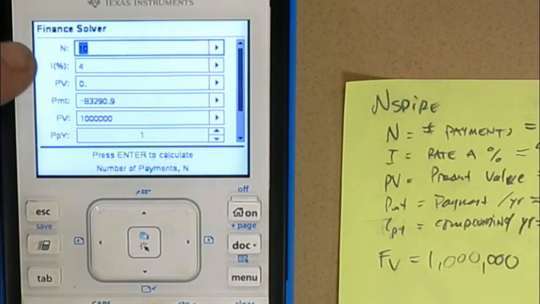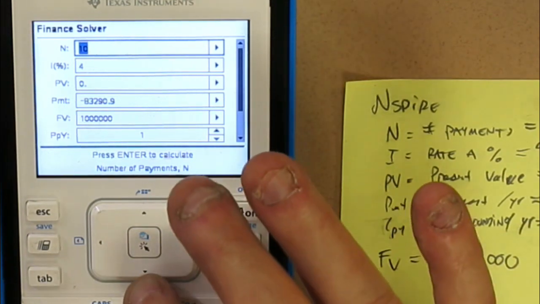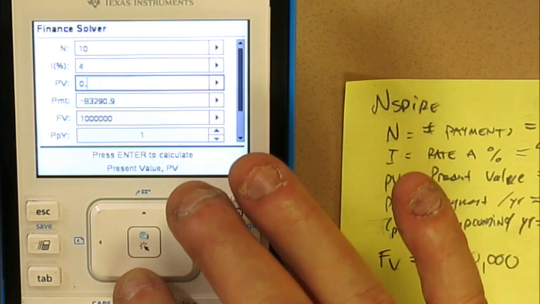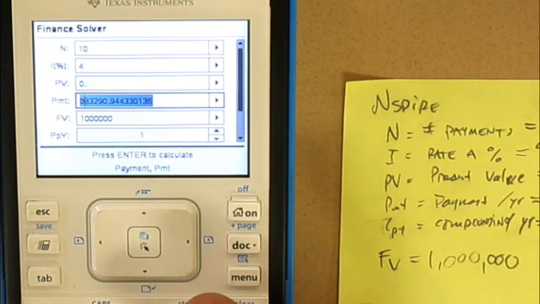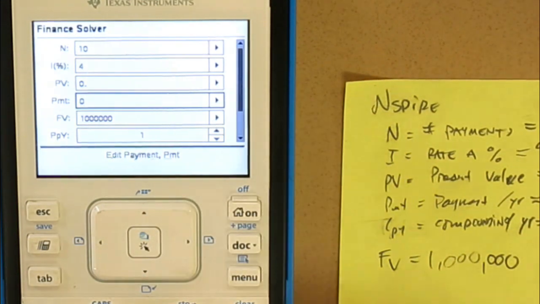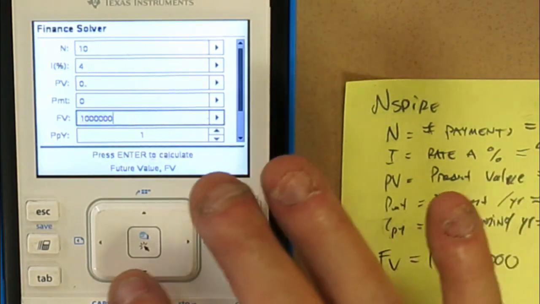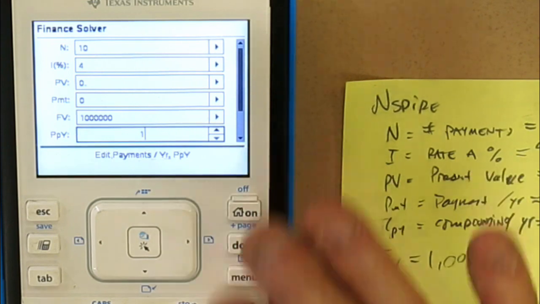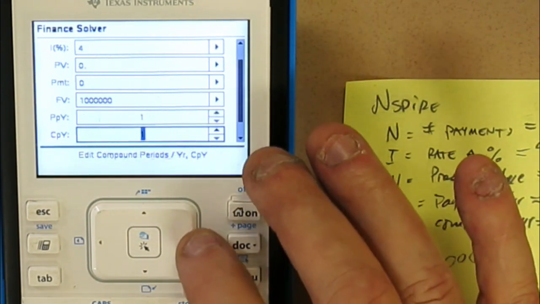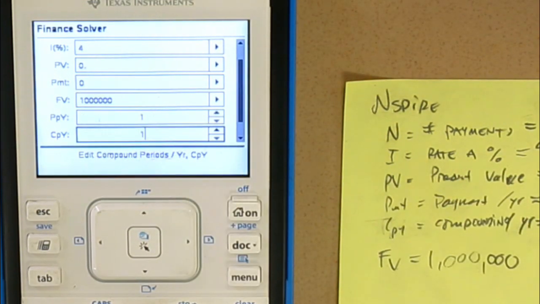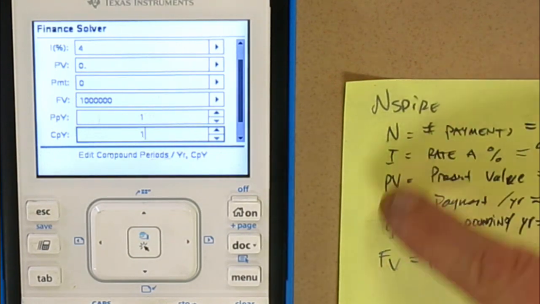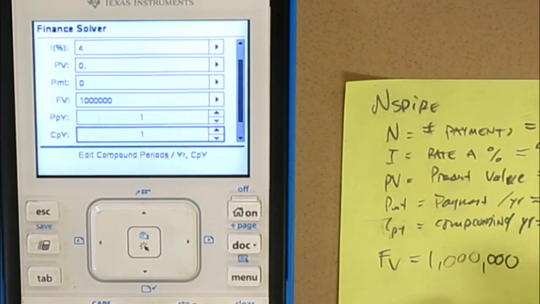So N is the number of payments. You can see I've already got 10 in there. I've done this calc before. Interest rate is 4. Present value is 0. Now, if I were doing this calc again, I'd want to make sure that I came into payment and zeroed that out, because when you show up here, you won't know what that payment is. Future value is $1 million. Go down, one payment per year, interest compounded once per year. So I've keyed in all the information from the board and on my little cheat sheet here.